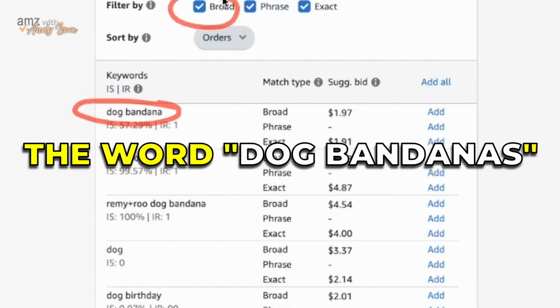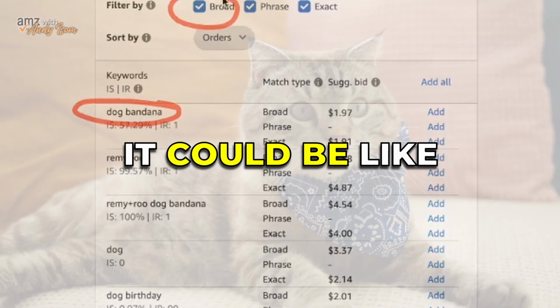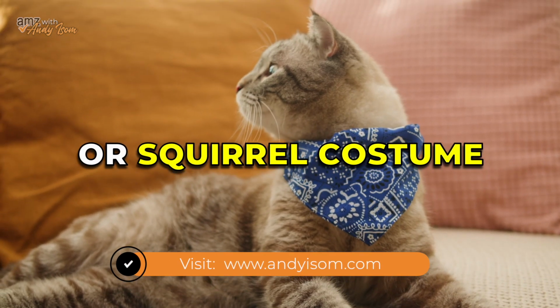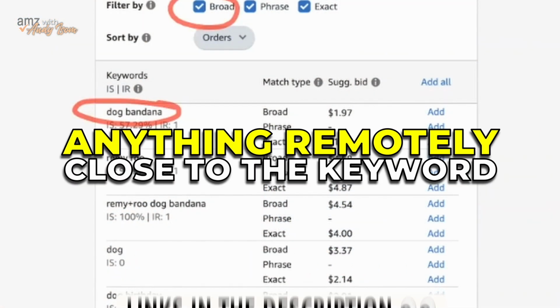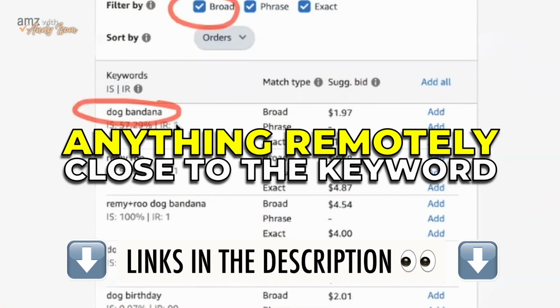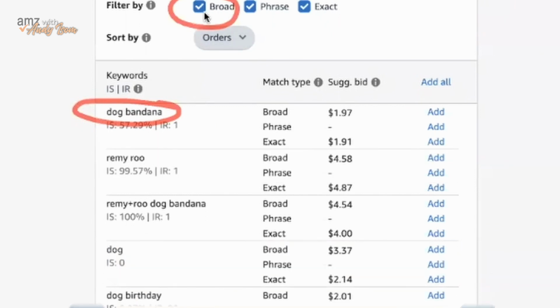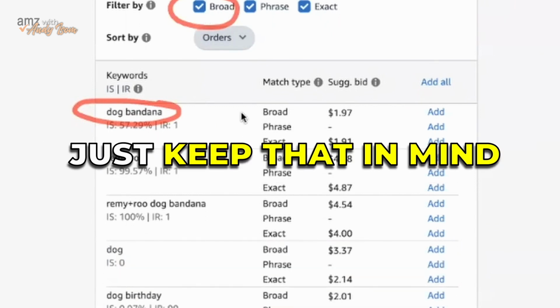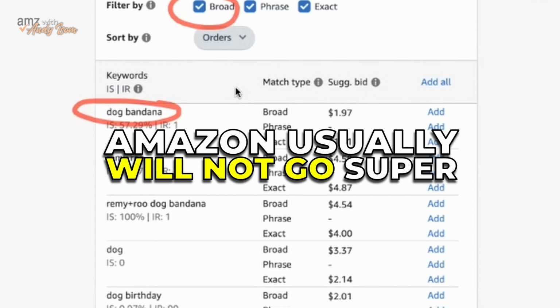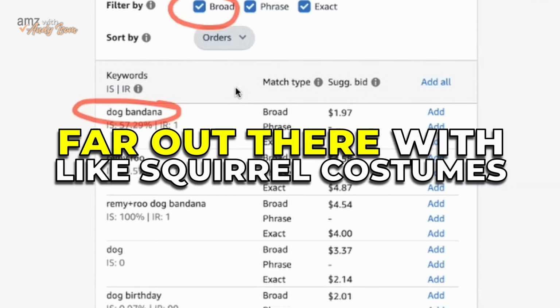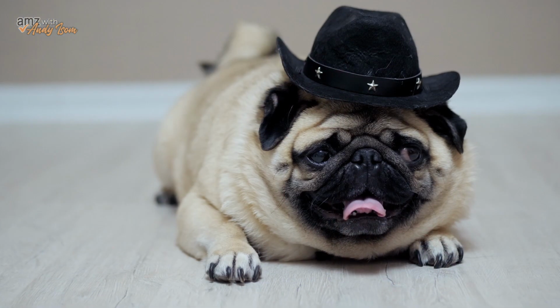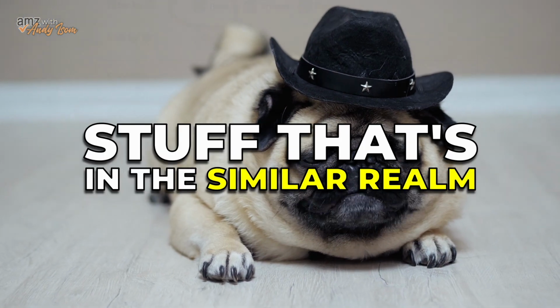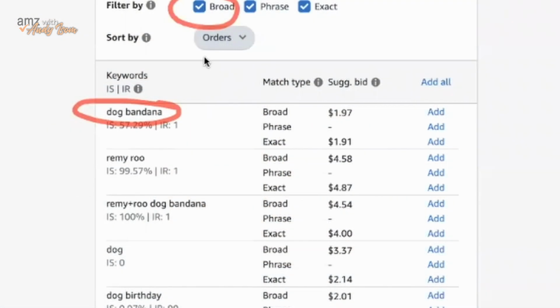It doesn't even have to have the word dog bandanas or the word dog. It could be like cat scarves or squirrel costume. I'm telling you, it is broad. It is anything remotely close to the keyword could potentially be targeted there. So when it's broad match, it is very broad. Just keep that in mind. Now, Amazon usually will not go super far out there with squirrel costumes, but it will target dog costumes. It will target cat costumes and dog hats, even though it's not a bandana, stuff that's in a similar realm. Keep that in mind if you're using broad match, that you could be spending money on those types of searches.